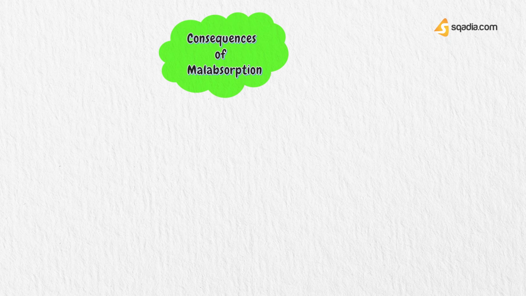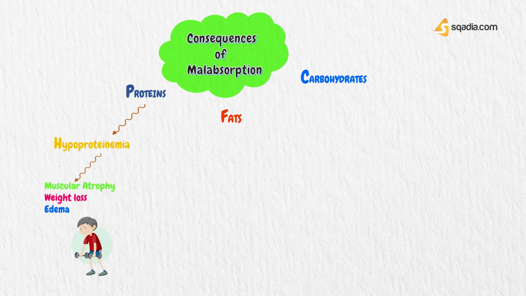In the end, we will try to correlate malabsorption of different food constituents with the clinical condition caused. The three main constituents of food are proteins, fats, and carbohydrates. You must have heard that proteins are building blocks of our body. So the deficiency of proteins, called hypoproteinemia, leads to muscular atrophy, weight loss, and edema. Malabsorption of fat is characterized by fatty stools or steatorrhea, and it can lead to weight loss from lack of these high-calorie components of food.